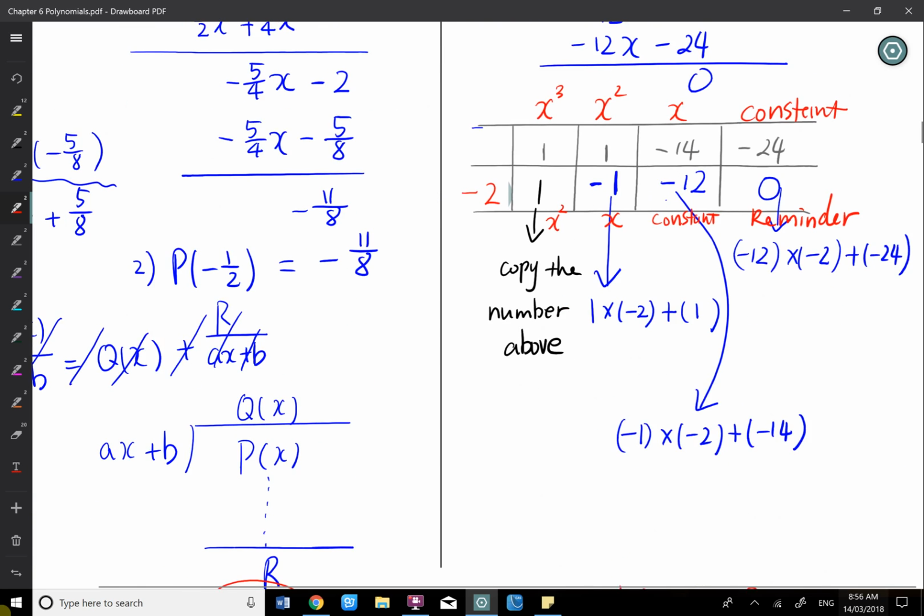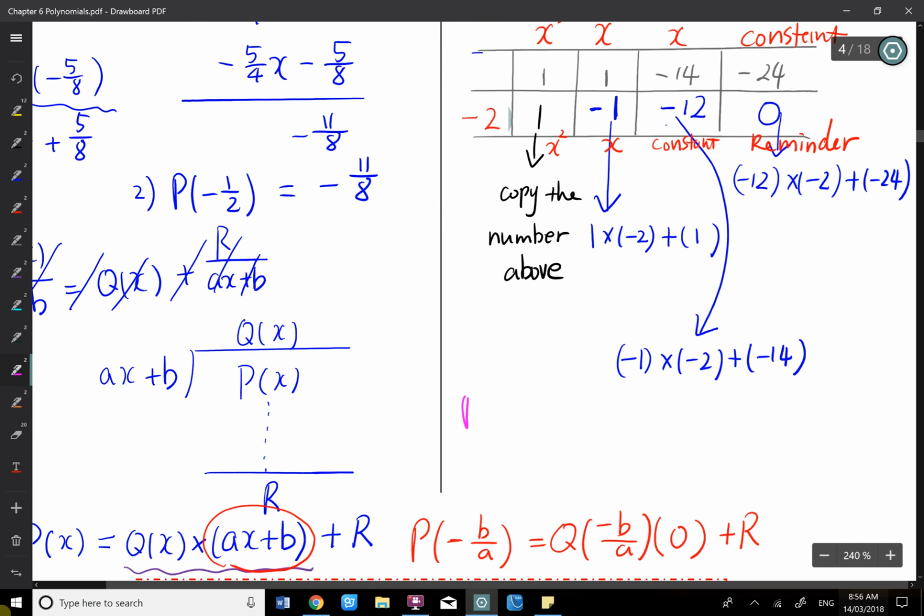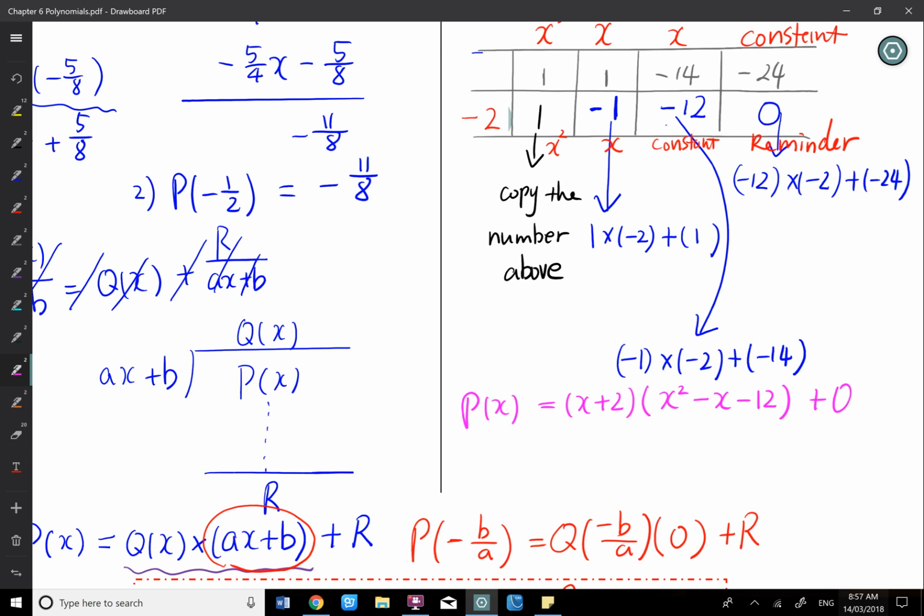So what we can write here is P(x) equals x plus 2 times x squared minus x minus 12, plus a remainder 0. You don't need to write it. It just shows you that's how we may get something; if the remainder is not 0, we need to add it there. So we have the remainder, which is the last box, and the previous boxes show you the coefficient of your quotient, the Q(x), the coefficient of each individual term.